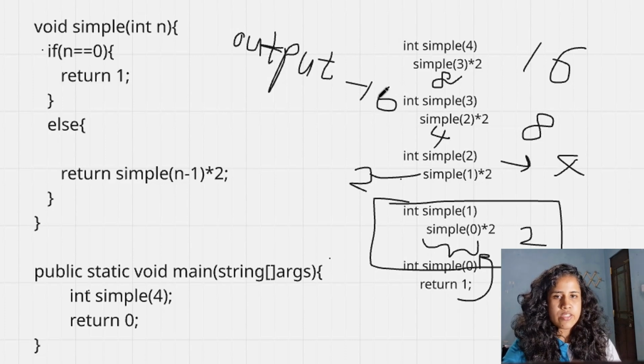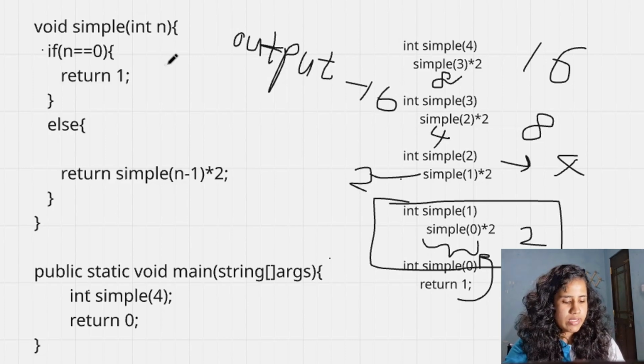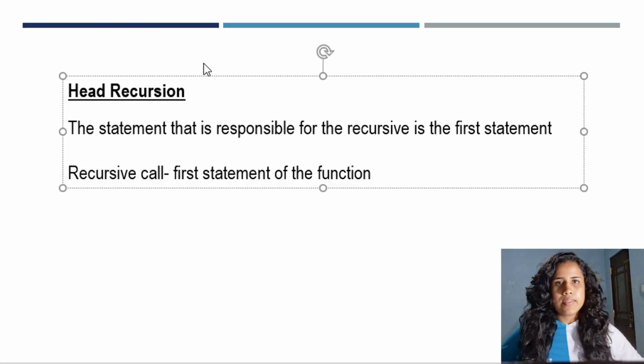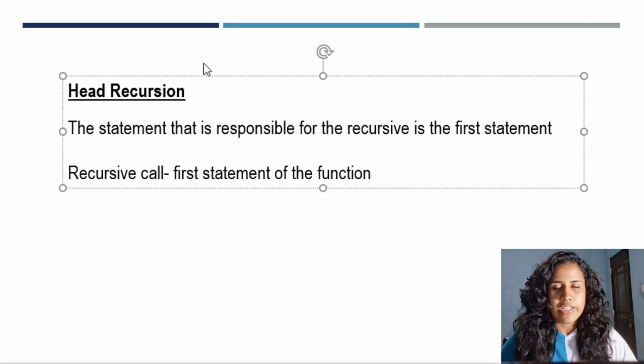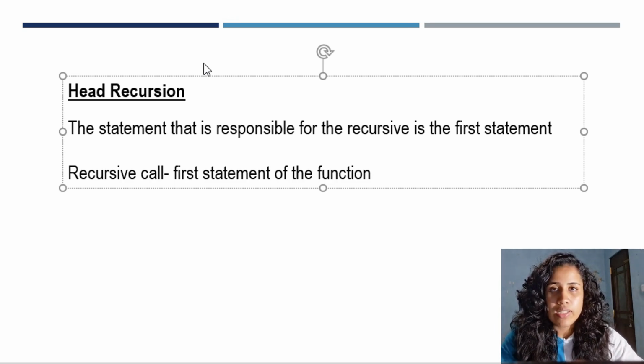In tail recursion, we do not need to evaluate anything after the call. So now we'll talk about head recursion. In head recursion, the first statement in the function is the recursive call, which means the statement responsible for the recursion is the first statement. We'll get to know what head recursion is using an example.